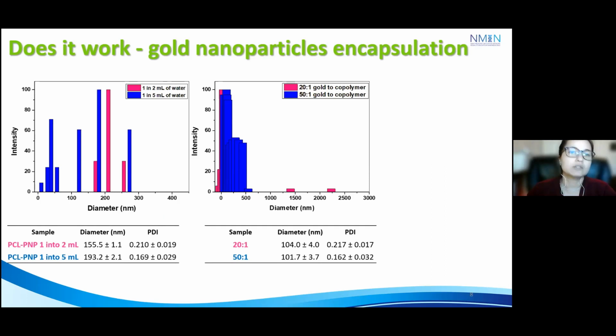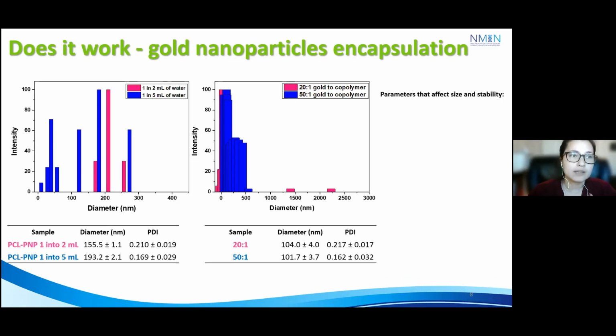On the left, you can have different size averages, such as 150 if you use 1 ml of that mix into 2 ml of water, so one third of the mix is polymer with gold. Or you can have a more dilute sample that creates a bigger particle. You can also change the gold to copolymer ratio, and that gives smaller sizes. I'm using more gold than copolymer in this experiment. You can have 20 times, 50 times, or 100 times more, or you can even have an inversion of the ratio, and then you have different sizes as well.